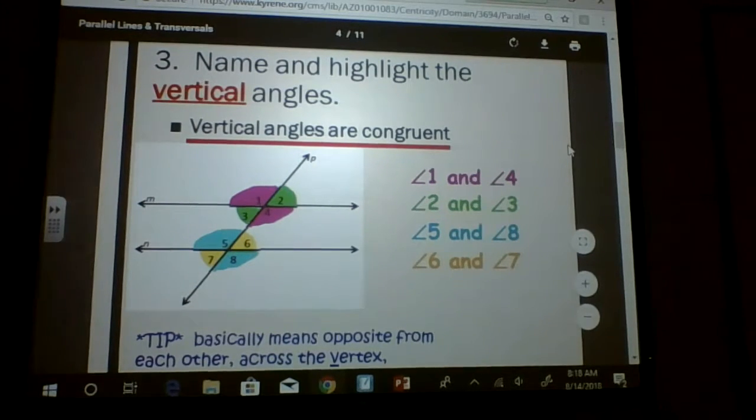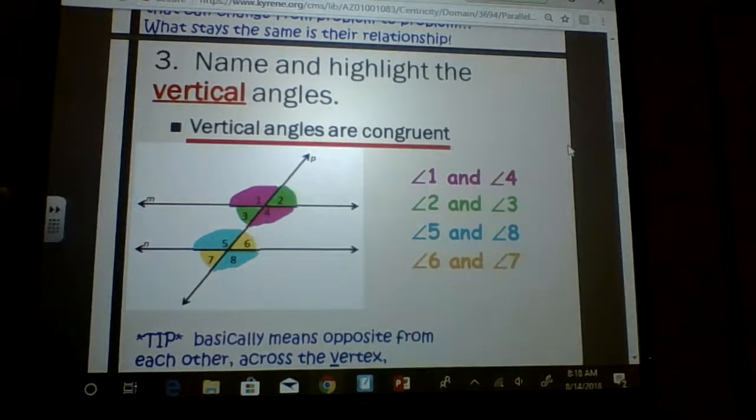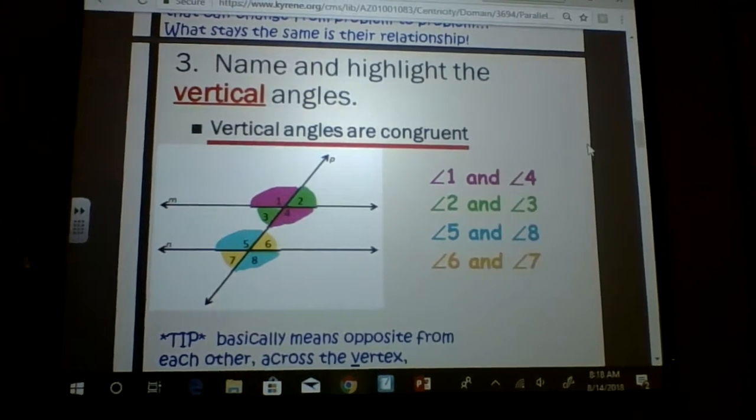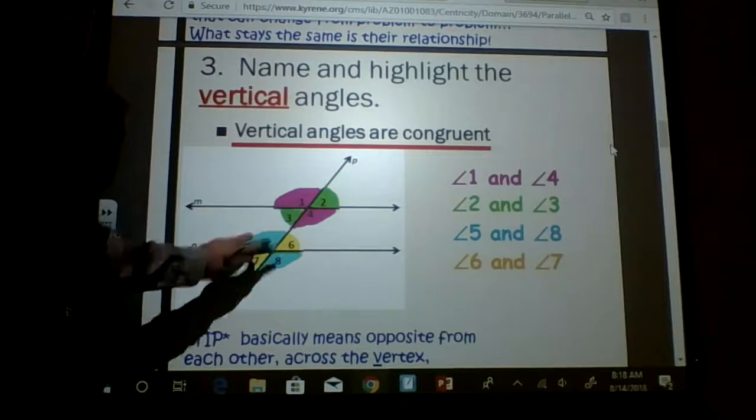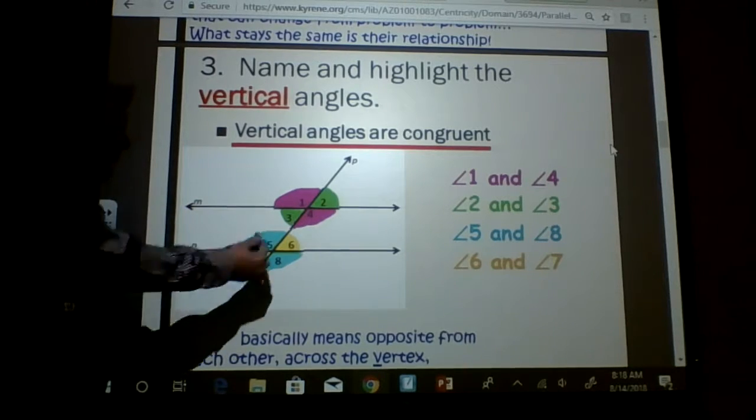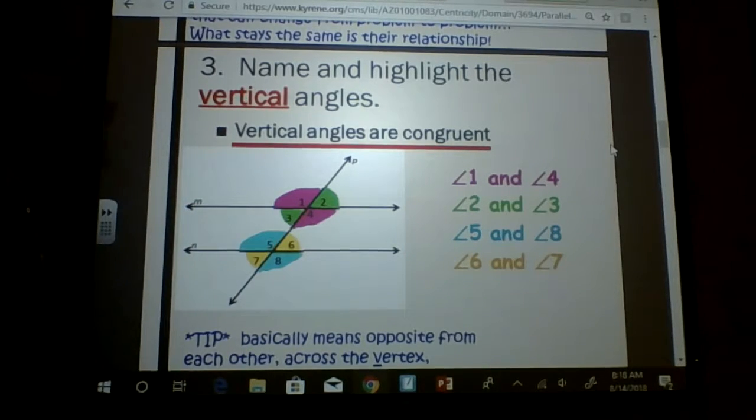Okay, so the first pair of angles that we're going to talk about is vertical angles. Now, we hit on this when we were talking about just angle relationships in general earlier. Vertical angles are angles that are right across from each other. So 1 and 4, for example, are vertical angles. 3 and 2 are vertical angles. 5 and 8, 7 and 6, angles that are literally right across from each other.